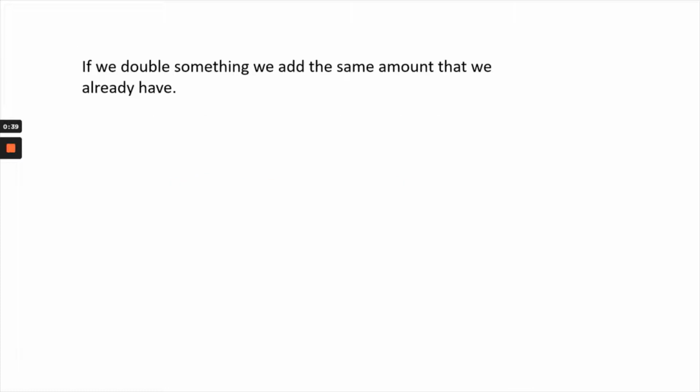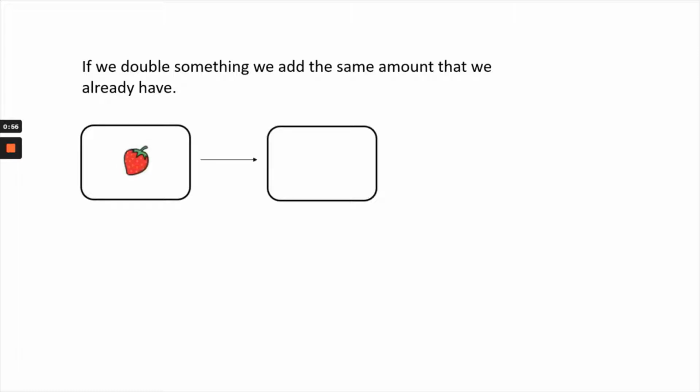So if we double something, we need to add the same amount that we already have, because to double something means there are two lots of them. So if we add the same amount, we make two equal groups. So let's have a look. We have one strawberry. We are going to add the same amount that we already have. So if we have one and we add one more, we have two strawberries.